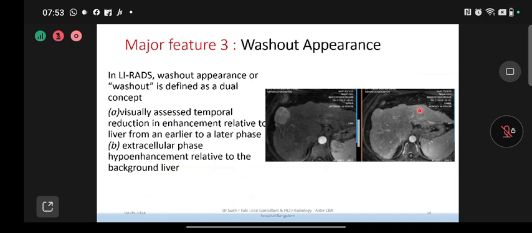Then coming to the next criterion, the washout of a lesion. You know that this is an arterial phase hyperenhancement, and in the portal phase or portovenous phase, you can see that the lesion washes off. You can see nicely that it is a little lesser than the enhancing background parenchyma. This is called the washout of a lesion, and you can see the hepatic veins taking up the flow here.